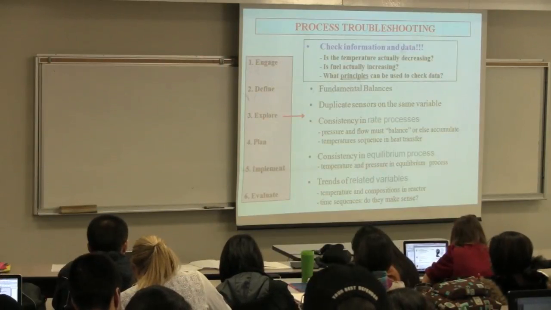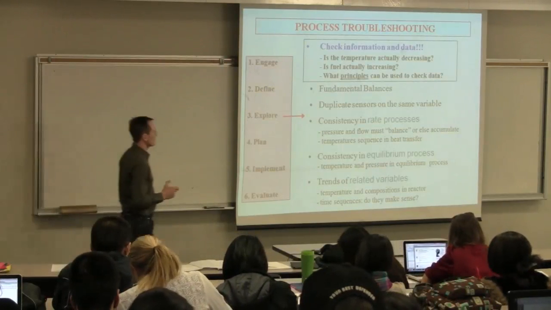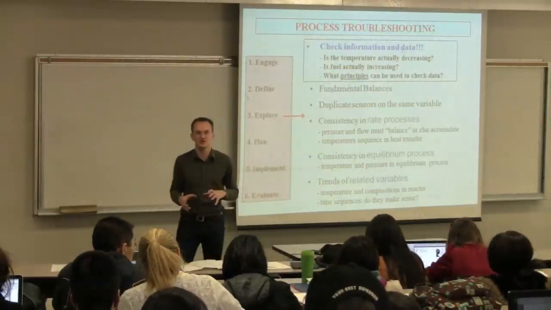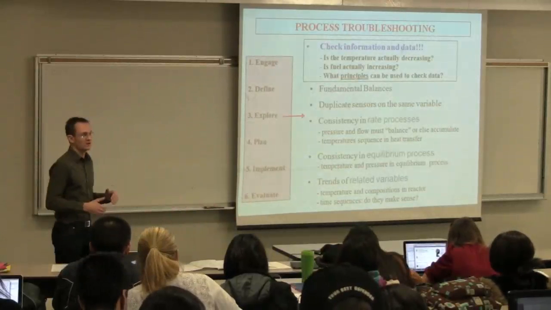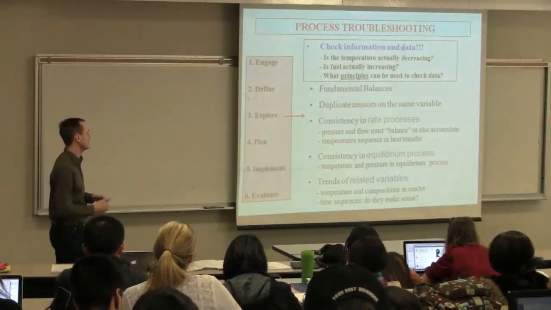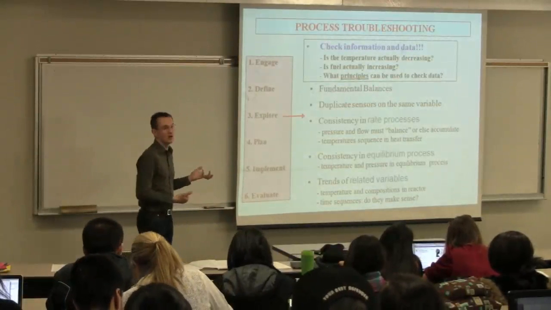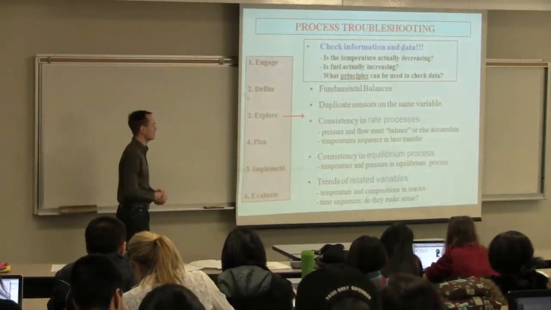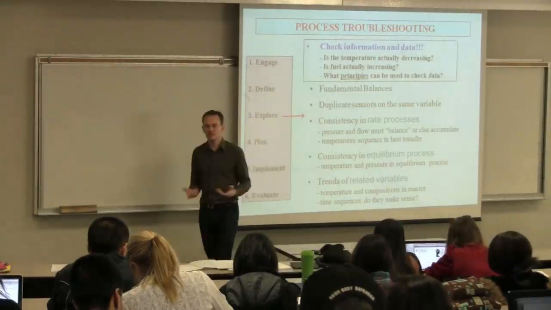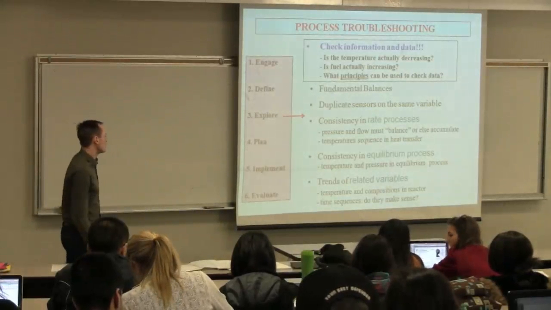Okay, so we look for consistency in our data and in the sequences of our data. So don't just look at every variable on its own. It has to be consistent with the rest of the flow sheet. Similarly, on a distillation column, the temperatures may have a logical sequencing from tray to tray. If they're out of sequence, it indicates a fault in the sensor or an actual fault in the column, but it's isolating it to the column for us. In an equilibrium process, we expect temperature and pressure to be related to each other.